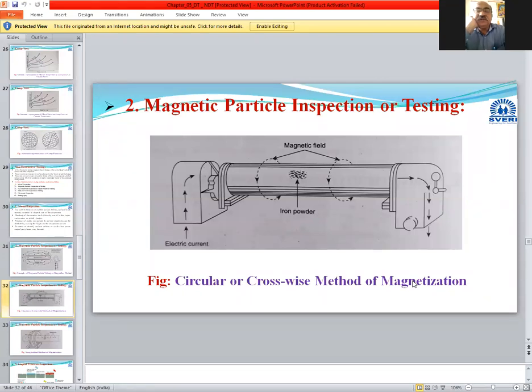The magnetic particle detection test also we can do like this. Iron powders we can put around the surface of the component. A magnetic field will get created, and whenever a defect is there, near to that defect, the powders will get deposited. So here the iron powder is deposited nearer to the crack. From this also we can detect that there is a problem on the surface of the component.